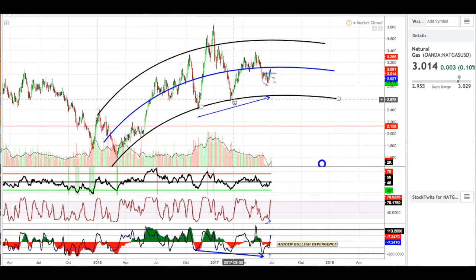We've been supported 4 times off of this. This blue line is kind of our central line. You can treat it as maybe a moving average for price, and this is our resistance line. We've been rejected off of it several times here.